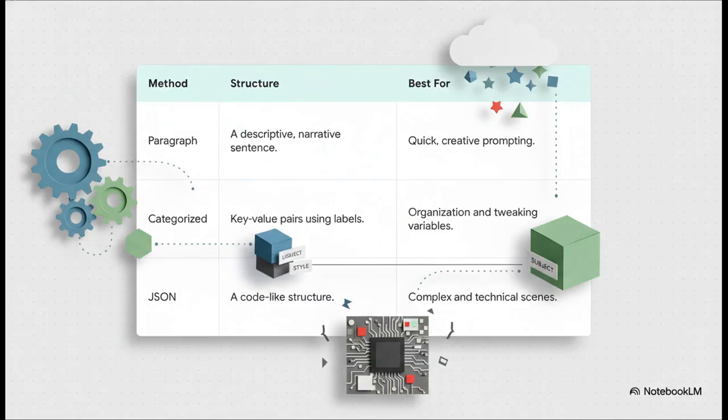Now, for even more structure, this slide shows 3 fantastic options. The paragraph style is awesome for just a quick narrative feel. The categorized style, where you use labels like subject and lighting, is amazing for staying organized and makes it super easy to just tweak one little thing at a time. And for total control, especially with complex scenes, the JSON format gives you a code-like structure that's incredibly precise.